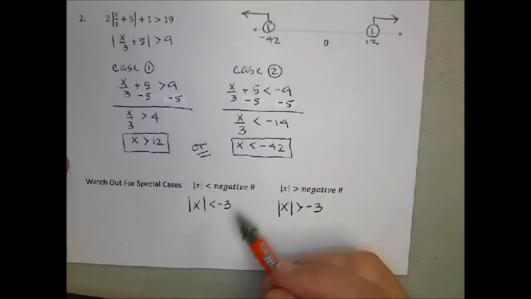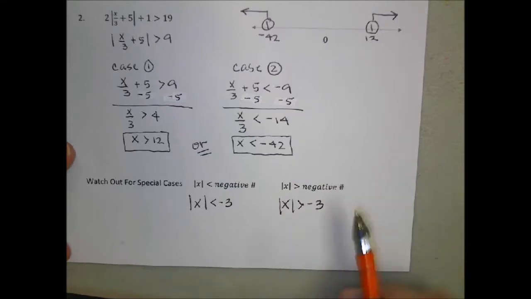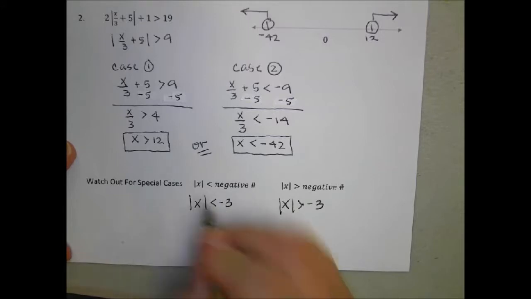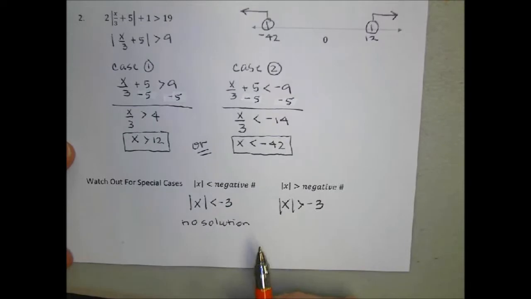Now, there is a special case you need to look out for, and this can be a little tricky because in Objective 2, anytime you had an absolute value equal to a negative number, you knew it was no solution. Well, this time you got to think a little bit harder about it. Absolute value of x is less than any negative number, in this example, negative 3. Well, this would be no solution. Because whatever number you put in, absolute values are going to turn positive. And a positive number can never be less than a negative number.